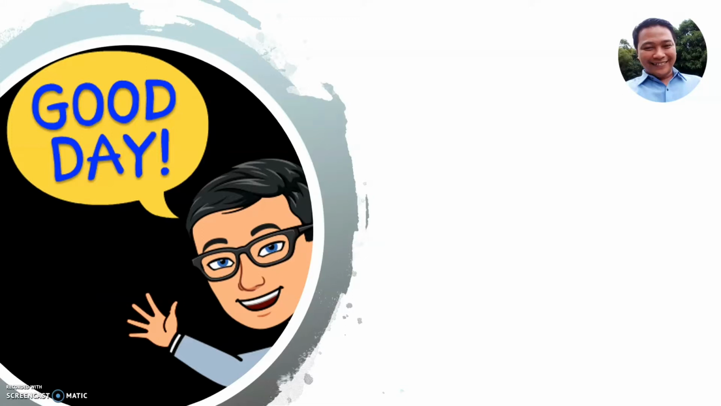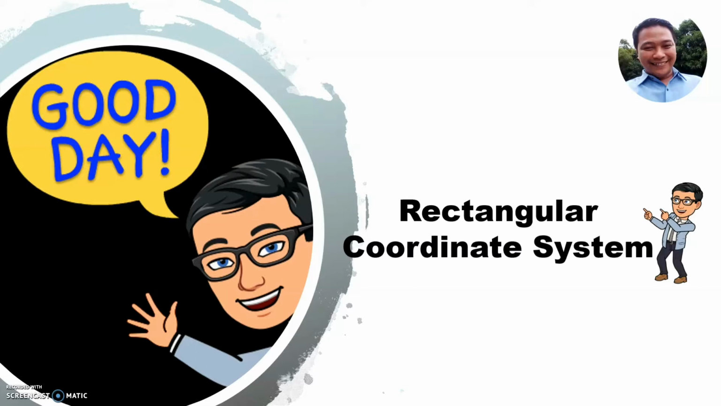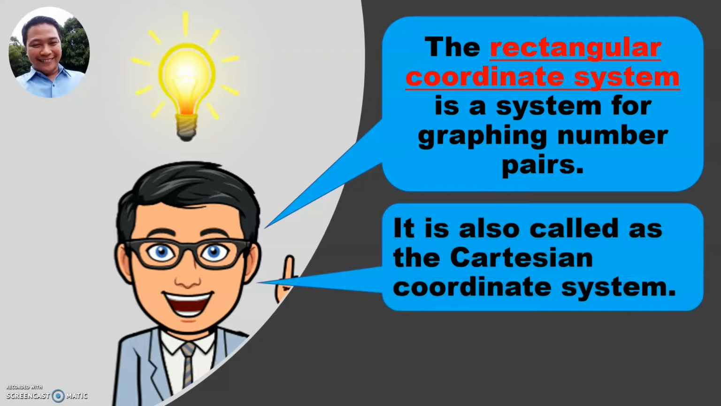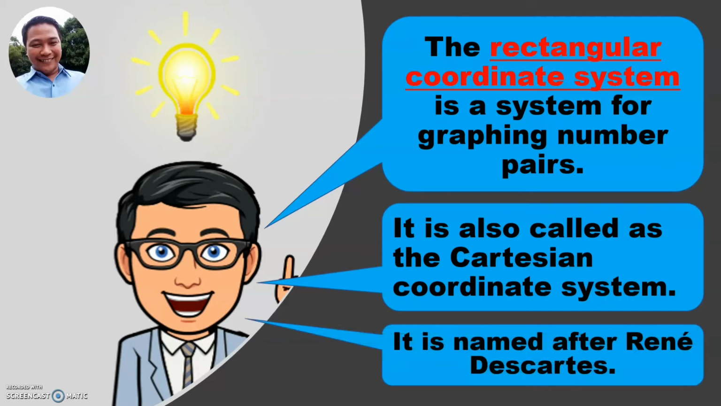Good day, everyone. Our lesson for today is all about the rectangular coordinate system. One of the most useful mathematics concepts ever introduced is the concept of the rectangular coordinate system. The rectangular coordinate system is a system for graphing number pairs. It is also called the Cartesian coordinate system, and it was named after René Descartes. René Descartes is a French mathematician, philosopher, and theologian.